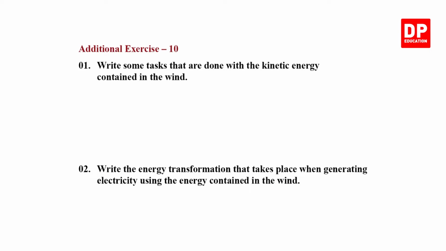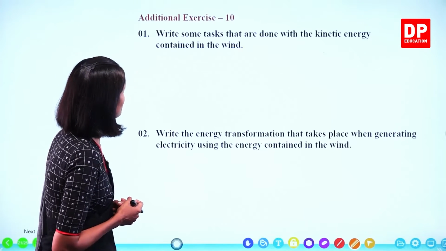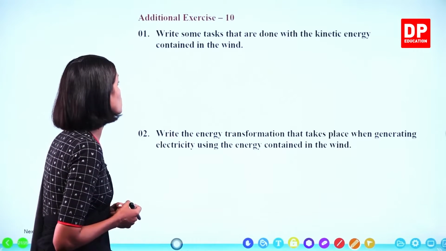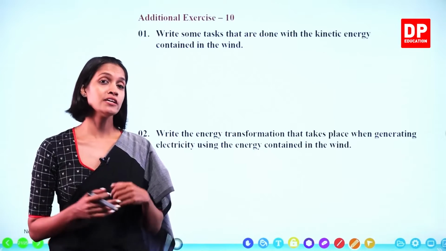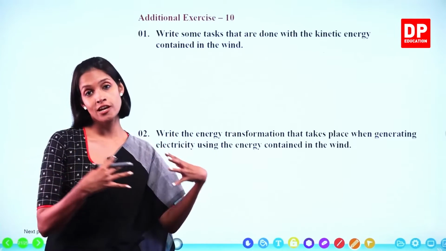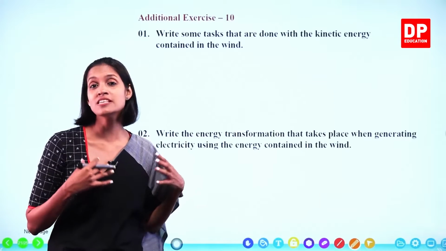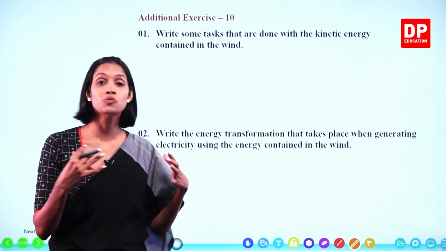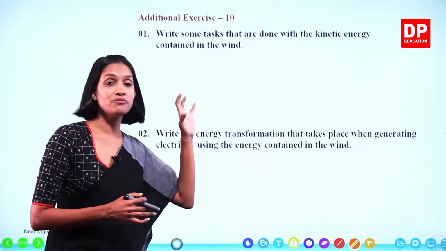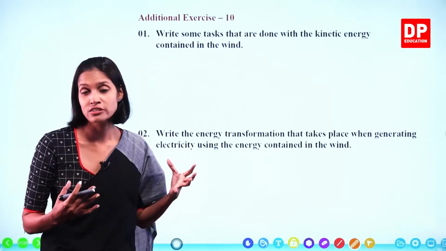Right, exercise number 10. Write some tasks that are done with the kinetic energy contained in the wind. You all know that the blowing wind contains, because the wind means moving air, right? The blowing wind contains a type of energy, and because it's moving, that is known as kinetic energy. We can use the moving wind to do our day-to-day work.